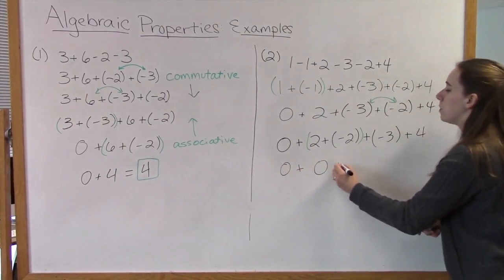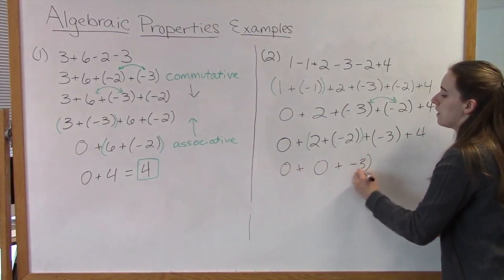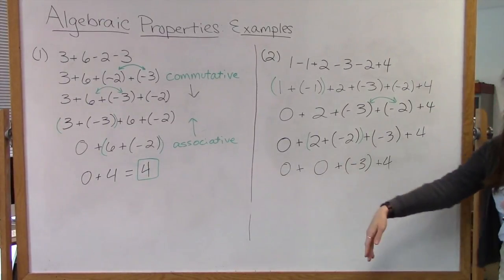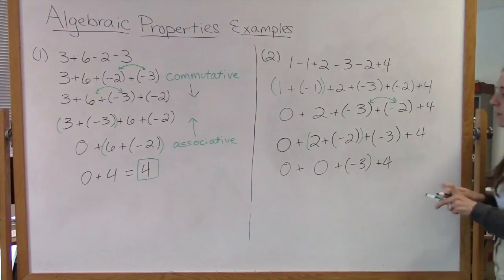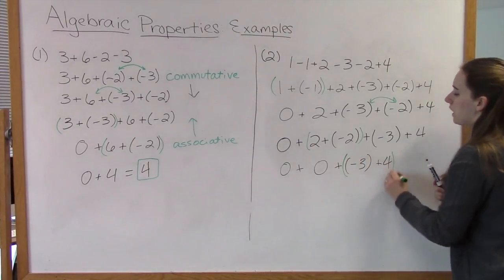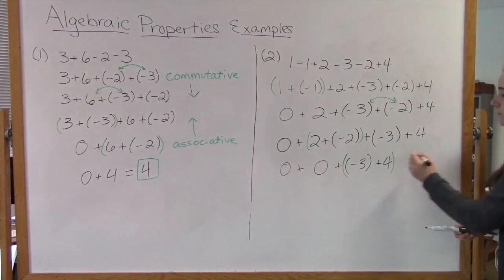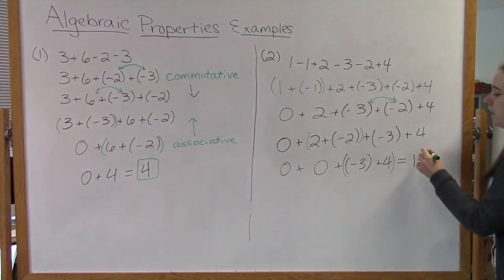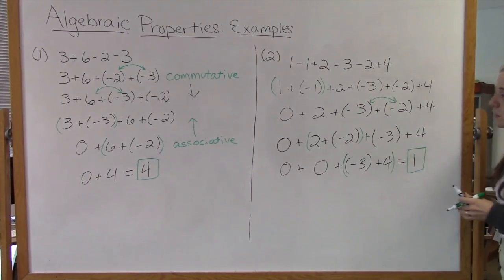So I get 0 plus negative 3 plus 4. Well, the zeros aren't going to change anything. All I'm left with are the negative 3 and the plus 4. So negative 3 plus 4 is going to give me 1. And that'll be my final answer.